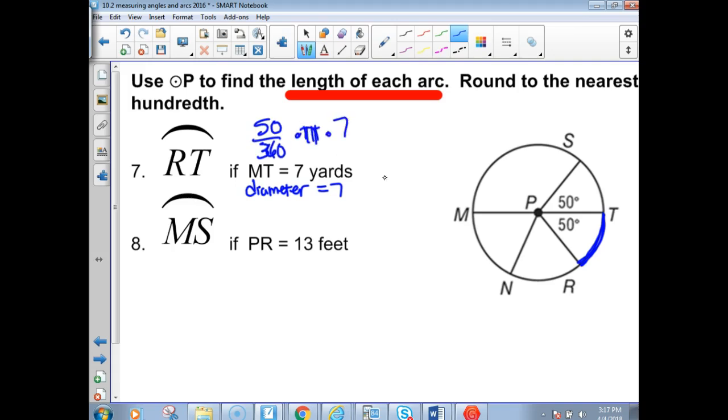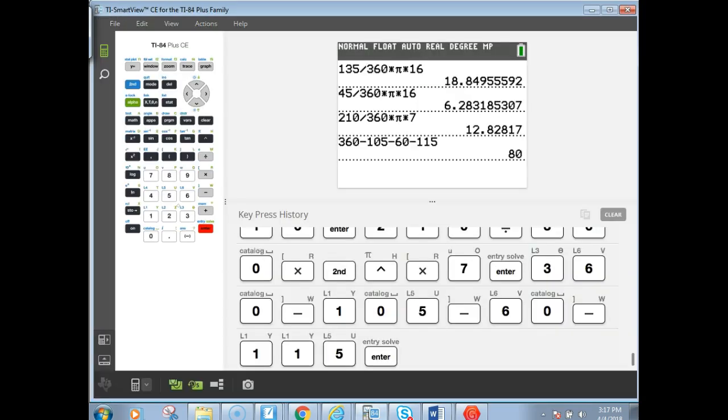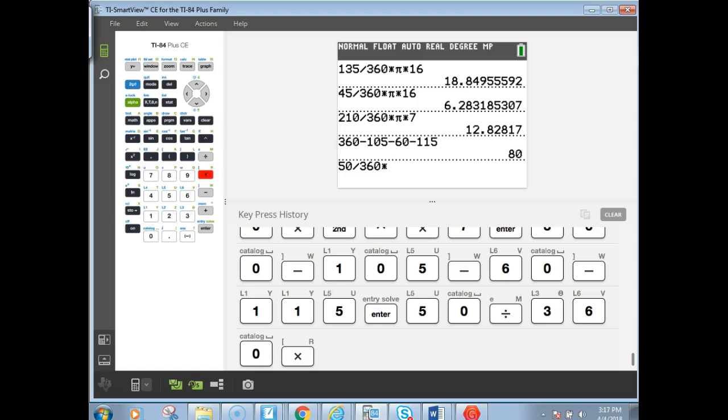Don't know why my pi came out weird. There we go. I hope everybody's calculating and pushing those buttons because that's going to make you remember.